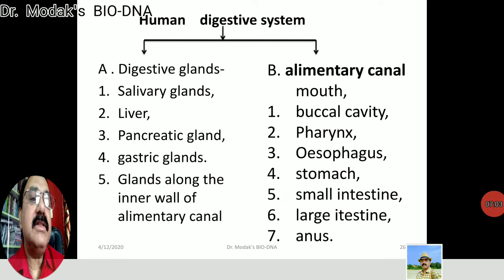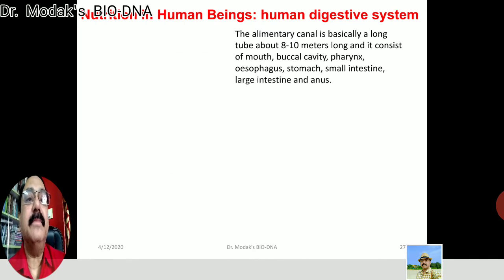Here you can understand once again that the digestive glands are the salivary glands. The largest digestive gland is the liver. Then there are the pancreatic glands, then the gastric glands present along the lines of the stomach, then the glands along the inner wall of the alimentary canal. Then the second important part of the digestive system is the alimentary canal. It is actually a very long tubular structure, beginning from the mouth and ending at the anus, and it consists of various parts like mouth, buccal cavity, pharynx, esophagus, stomach, small intestine, large intestine and anus. So these are the various parts of our digestive system.